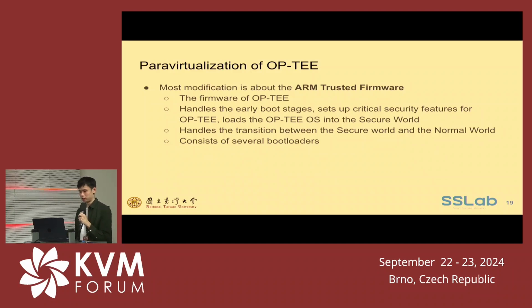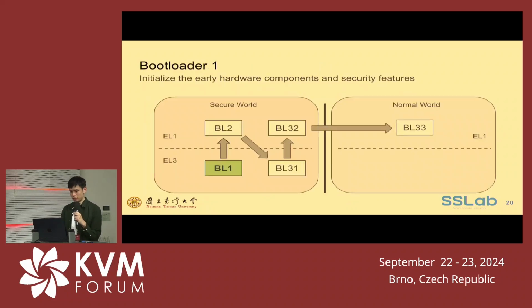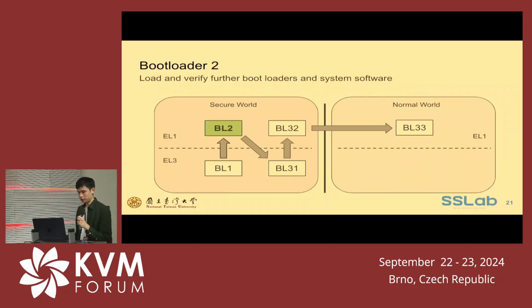Trusted firmware consists of several bootloaders, each playing a different role in ensuring the secure initialization and operation of the system. The first stage of the boot process, bootloader 1, is responsible for initializing the early hardware components and setting up some critical security features. Normally, bootloader 1 should be executed at EL3. So in our design, we need to replace all the instructions which will access EL3 registers with its EL1 equivalent. After the initial setup, bootloader 1 will execute an ERET and go back to secure EL1.